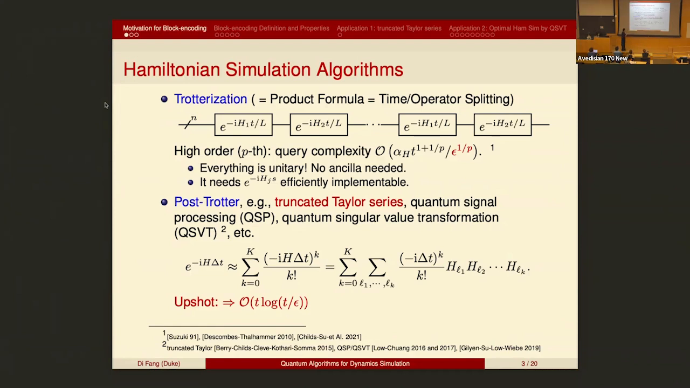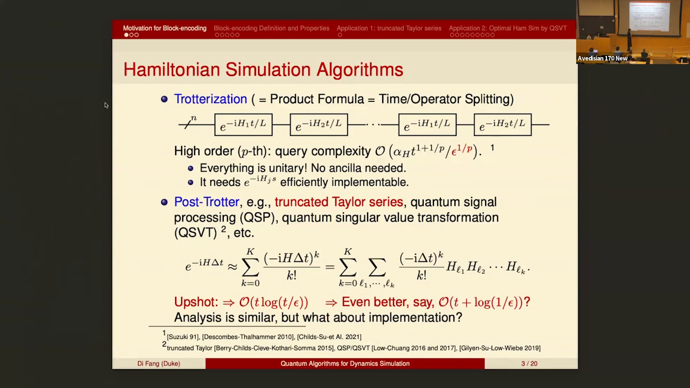So now comes the truncated Taylor series, our best friend. Suppose this H can be written as a linear sum of a number of terms, where you can expand the parentheses and put each of the terms down here. If you look at these post-Trotter algorithms, you will find they can get linear dependence in T, which matches the theoretical lower bound. Whether that's hardware friendly is questionable for experimentalists, but theoretically it's pretty cool.